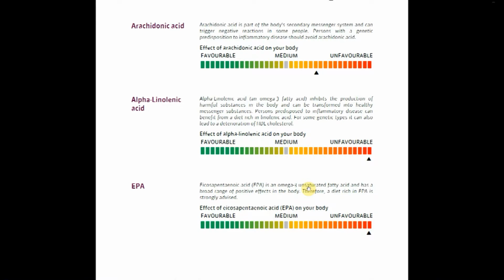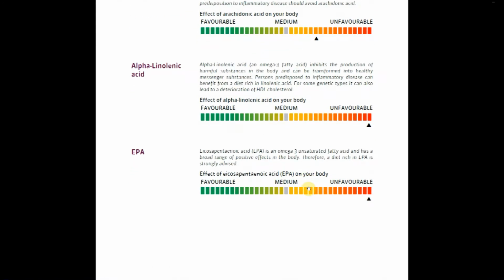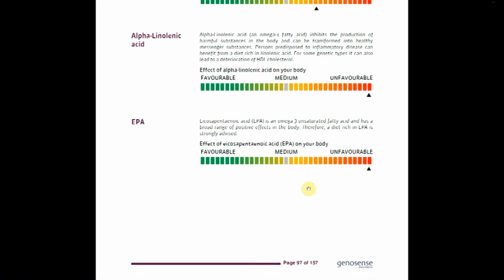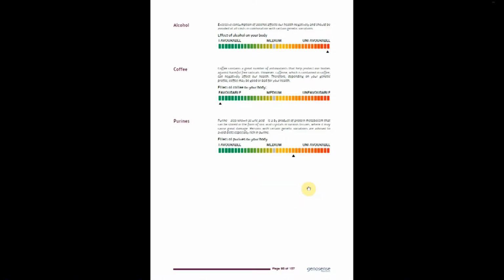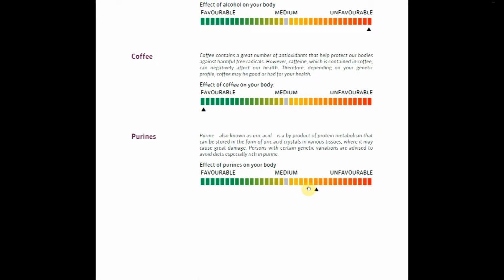Alpha-linolenic acid and EPA, they are omega-3 fatty acids. They are for some people favorable, for some medium, and for some unfavorable. So it's unfavorable in this case. And alcohol is very unfavorable. Coffee, favorable in this case. It can have a protective effect as well. It has a lot of antioxidants, so for some people it's good. And purines again is moderately unfavorable.